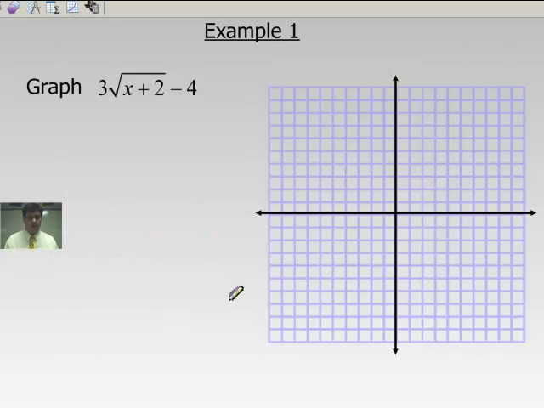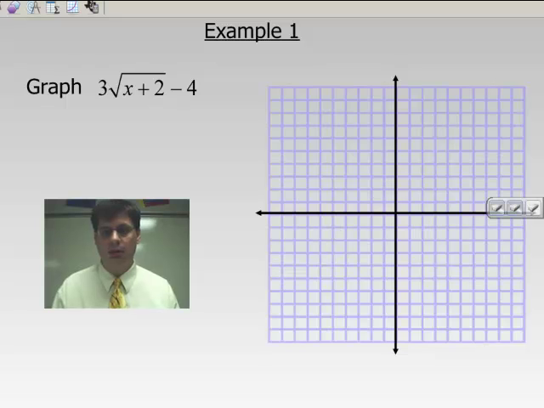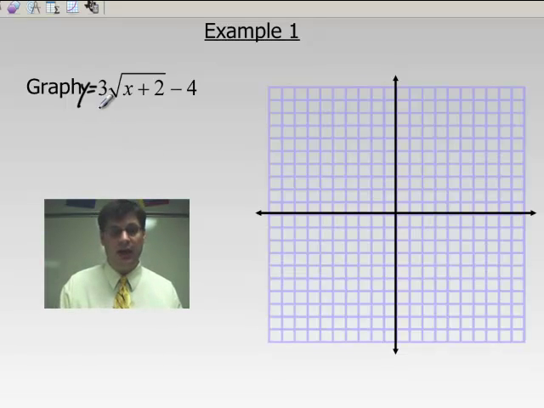So let's look at an example here where I want to graph, actually, let's correct that. I want to graph y equals 3 times the square root of (x plus 2), minus 4. So we have an a value. It's 3. It's a number greater than the absolute value of 1, and so that's going to be a vertical stretch. I'm going to start off and graph that, and then I'll do my translations.